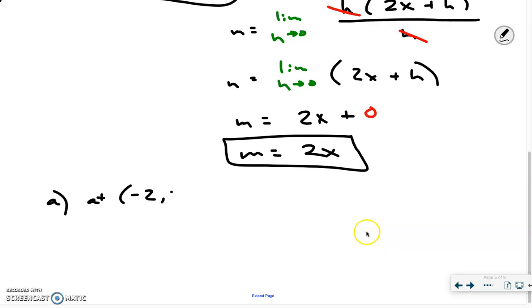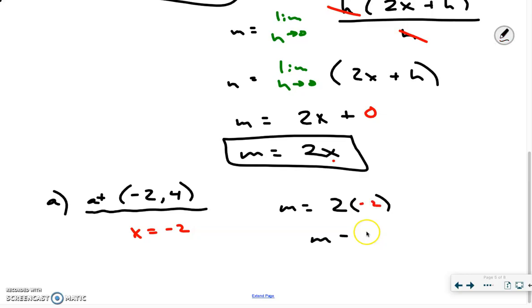Negative 2, 4. All right, so if we're trying to evaluate at negative 2, 4, what does x equal here, please? Negative 2. Put that in place. My slope is equal to, we said 2 times x, where x is negative 2. 2 times negative 2, can we say that my slope is negative 4 at that given point? And we have it.